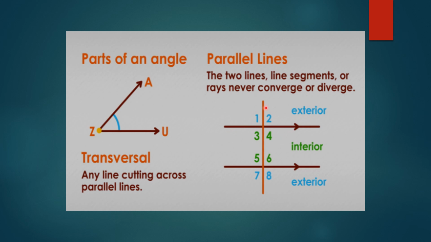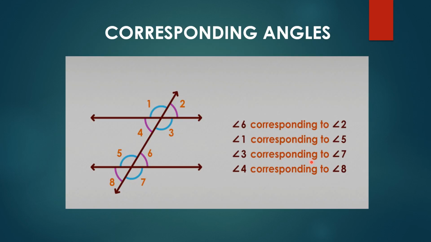And as we know, this is your transversal, as it is cutting these two parallel lines. Now let's talk about one of the pairs of angles called corresponding angles. So you can see in this image that angle 6 is corresponding to angle 2. So this is your angle 6, it is corresponding to angle 2. And angle 1 is corresponding to angle 5. So here is your angle 1, it is corresponding to angle 5.